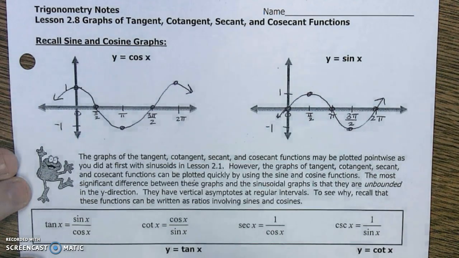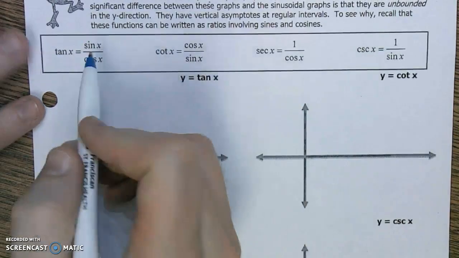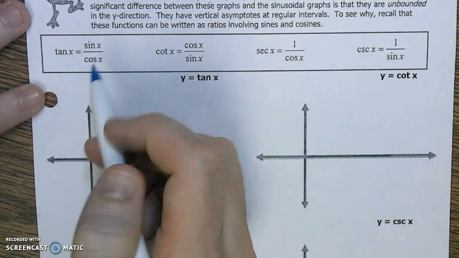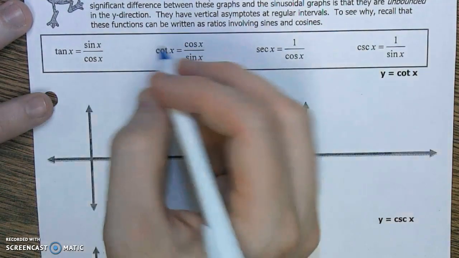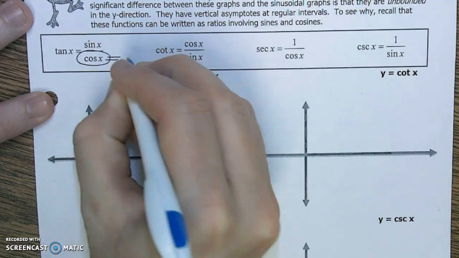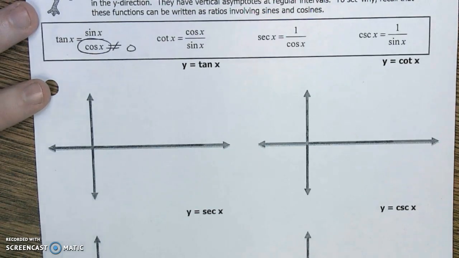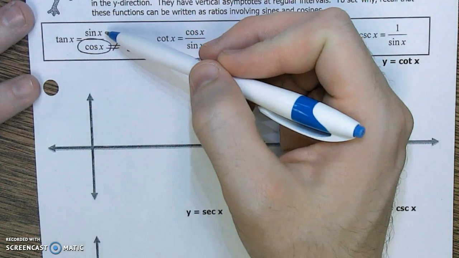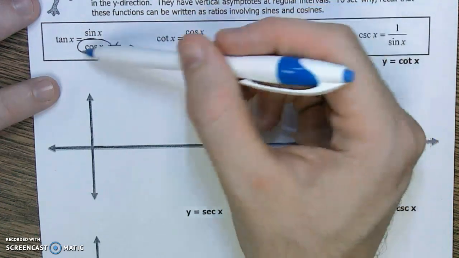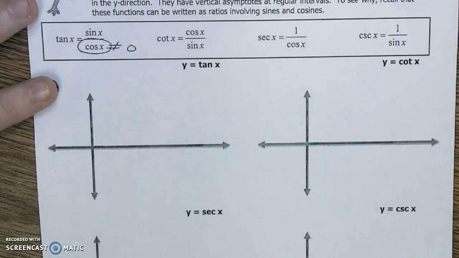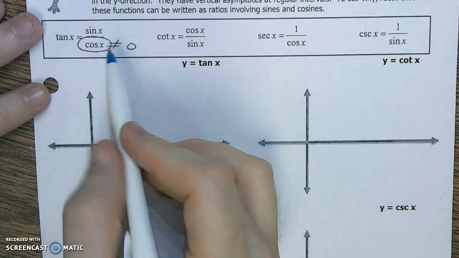So let's start with creating a tangent graph. What we need to remember is that tangent is sine divided by cosine. And whenever we are making a graph, we can never let the bottom equal 0, because if the bottom equals 0, then your function is undefined. So sine on top is fine. That doesn't give us any problems. But cosine being in the denominator, sometimes cosine is 0, and that's going to create an undefined part of the graph for tangent.